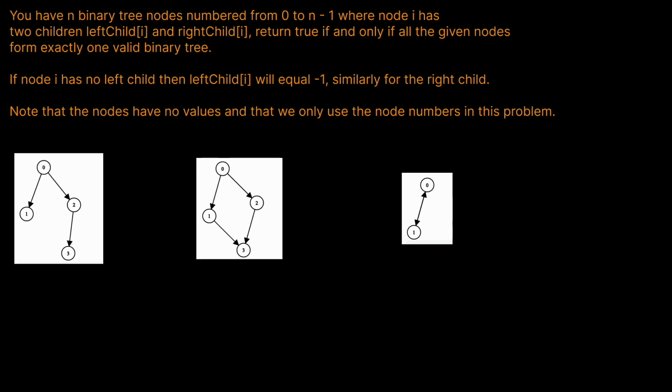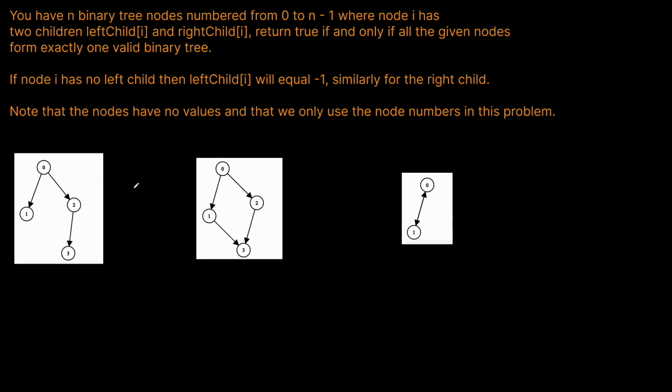If node i has no left child, then left child of i will equal -1, and similarly for the right child. Note that the nodes have no values and that we only use the node numbers in this problem, which just makes this question even more annoying.